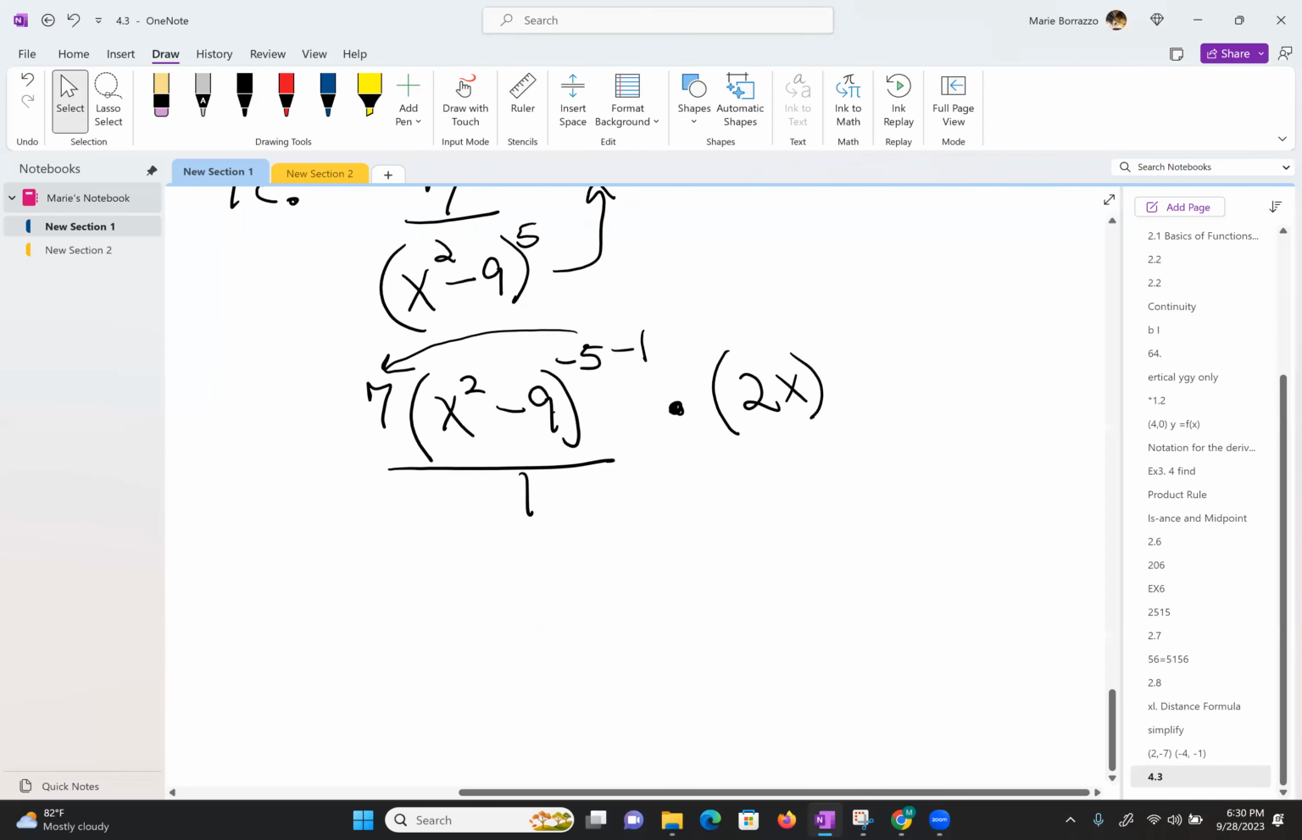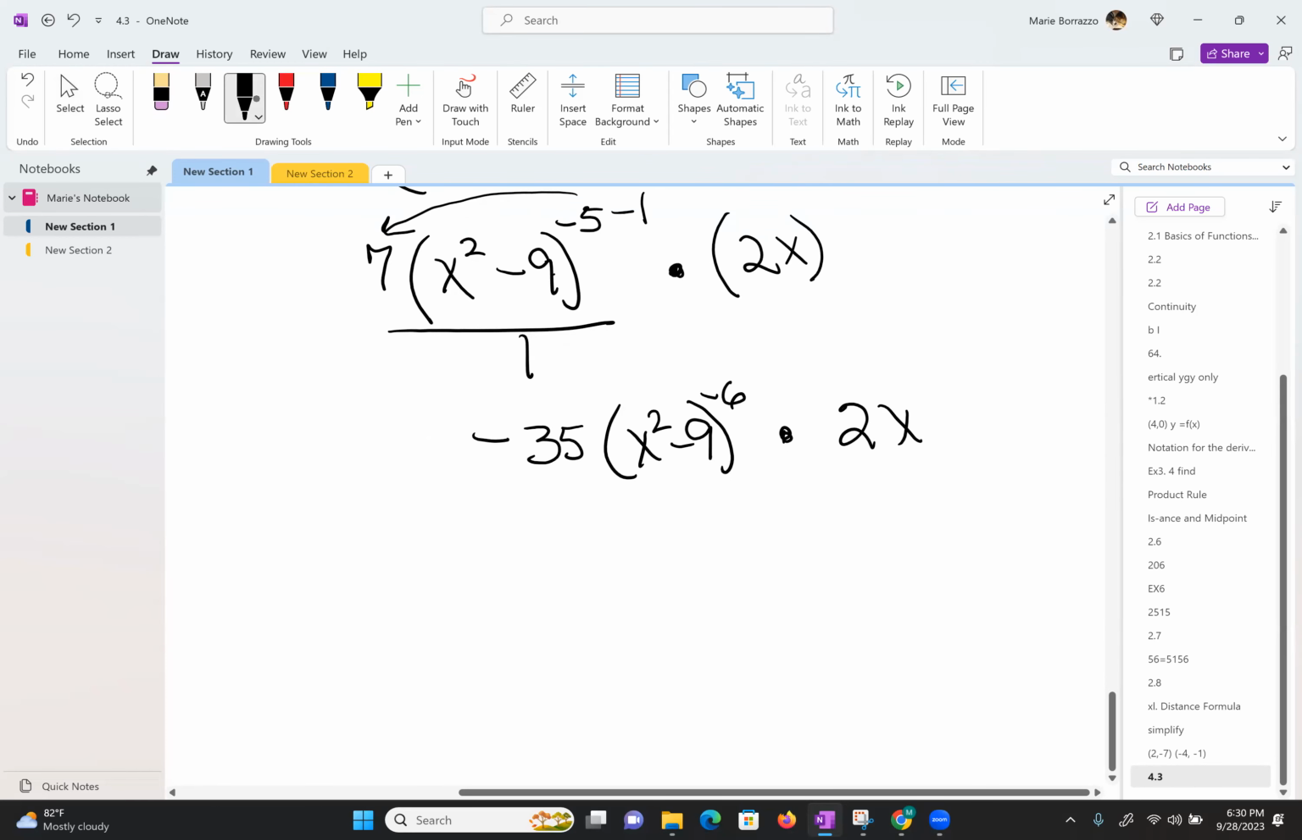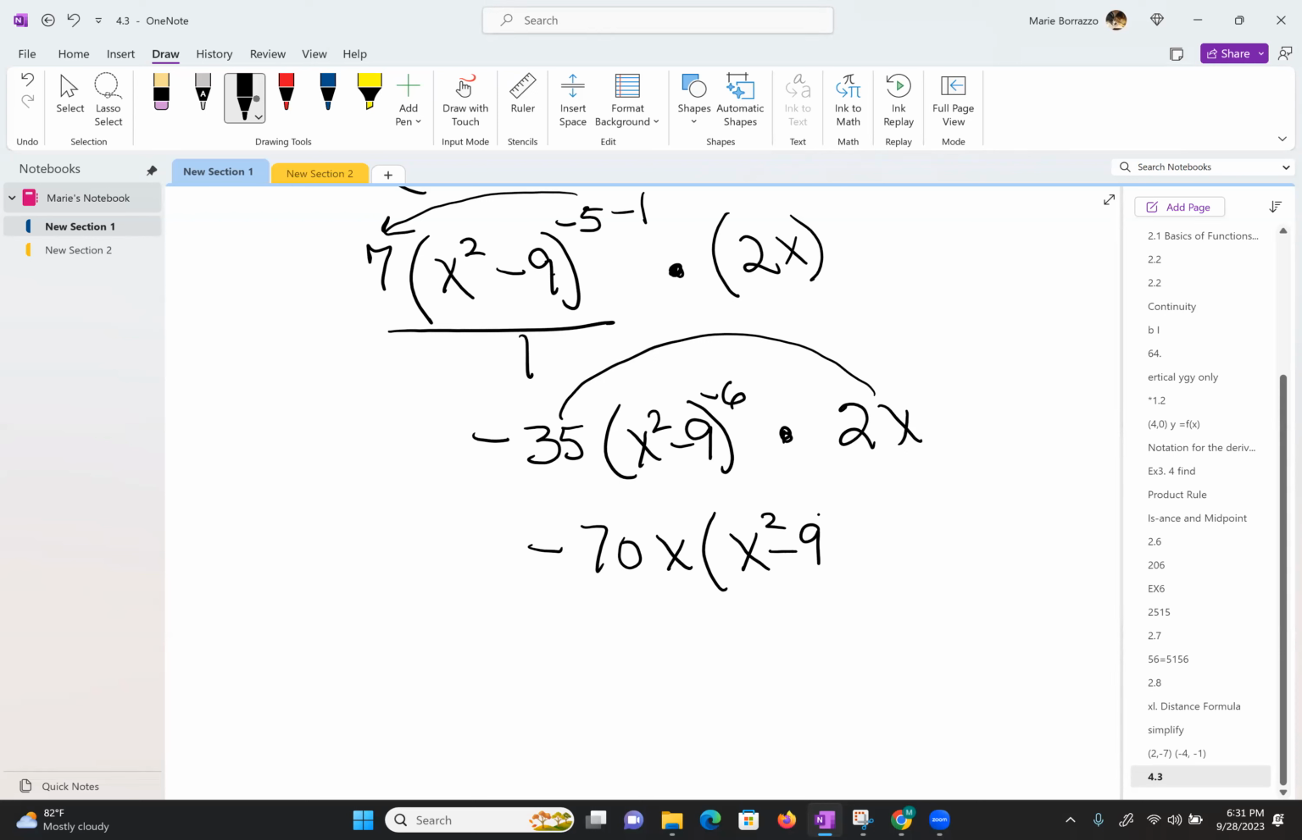Okay. Now, if I collapse this, what I have is negative 35 times x squared minus 9 to the negative 6 times the 2x. And if I distribute yet again, I'll multiply this times this, I get negative 70x times x squared minus 9 to the negative 6, but we don't like those exponents to be negative, so we want to drop this down even yet again. So I get 70x, and this is over x squared minus 9 to the positive 6.